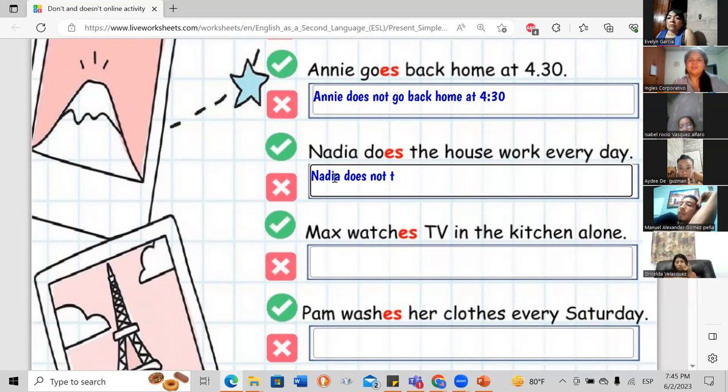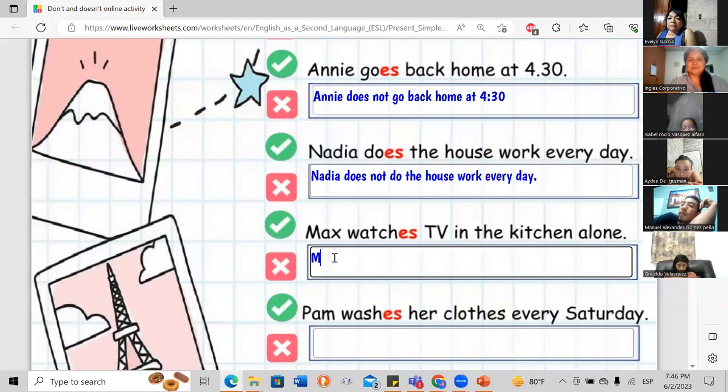¿Aquí nos falta algo o no? El do. Doesn't do. Do. The house work every day. ¿Por qué vamos a poner dos veces el verbo do ahí? Porque está haciendo el trabajo de un verbo. Porque hace de verbo y hace de auxiliar. Very good. Está haciendo el trabajo de un auxiliar y de un verbo normal. Ok, Nadia doesn't do the housework every day.